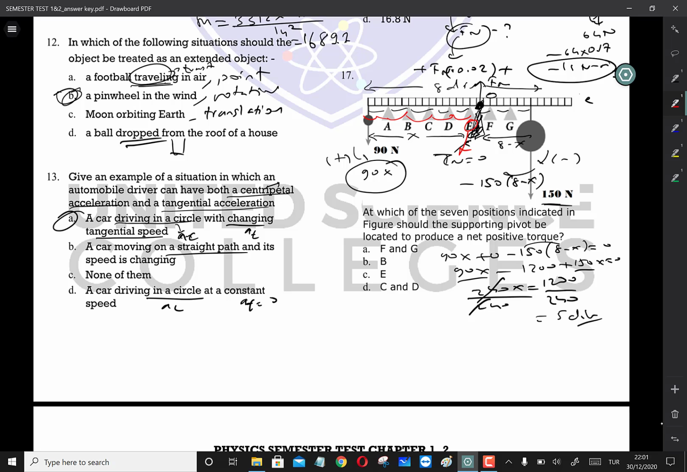And the points on the right side of E produce a positive net torque. The points on the left of the no rotation point produce negative net torque. So which points are on the right? F and G. F and G produce a positive net torque, but E produces zero torque, which is the no rotation point, and A, B, C, and D produce negative net torque.